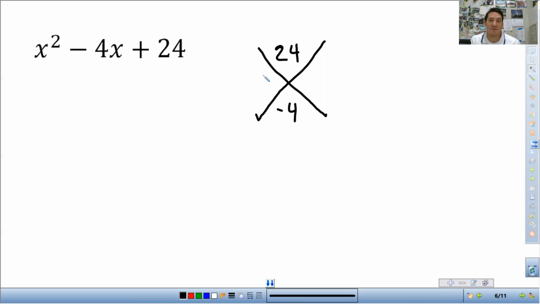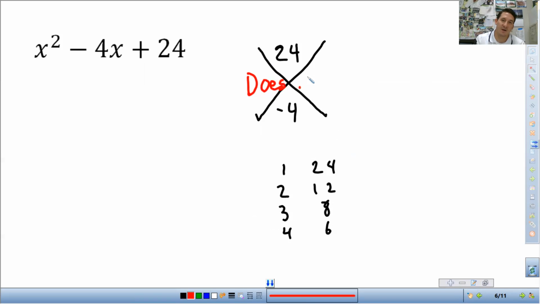All the numbers that multiply to get 24, we can list them out real quick. 3 and 8, 4 and 6. So here are all the pairs of numbers that multiply to get 24. Even if one of them is negative, nothing is going to add to negative 4. So if this happens, we say it just does not factor.